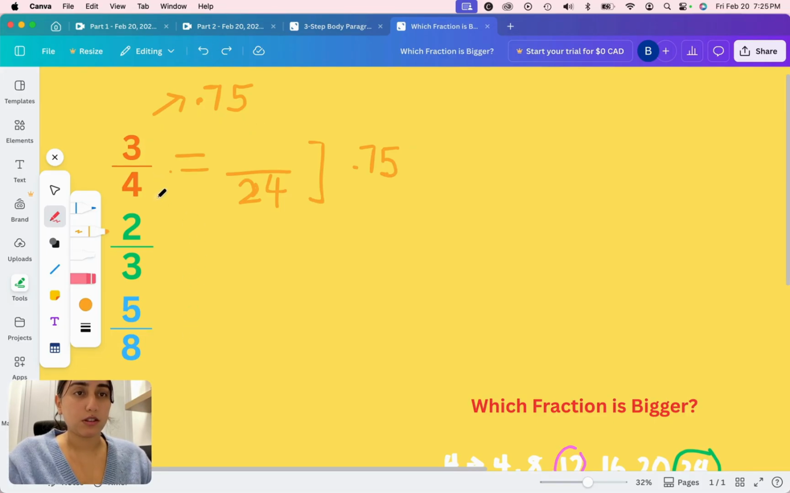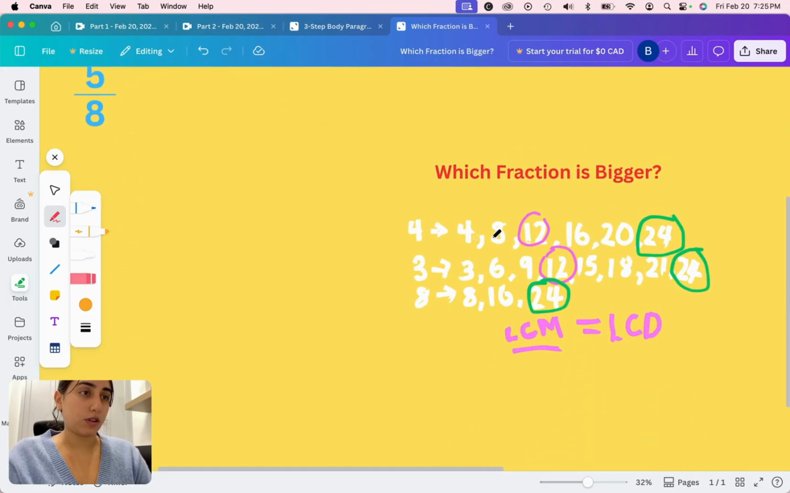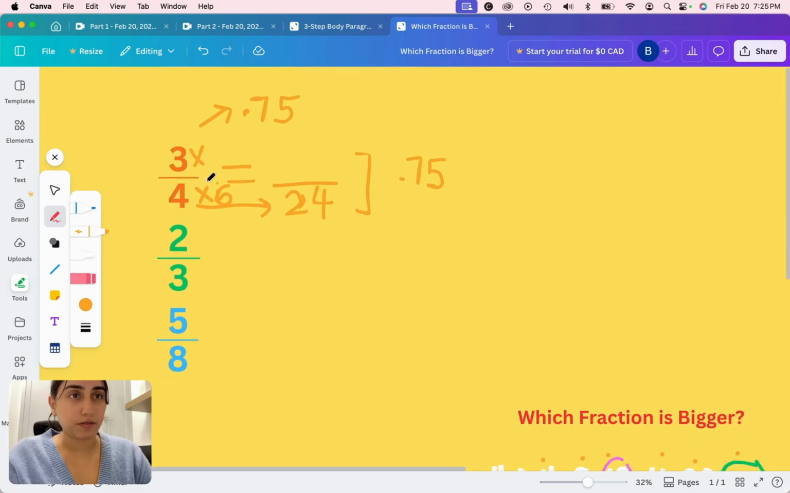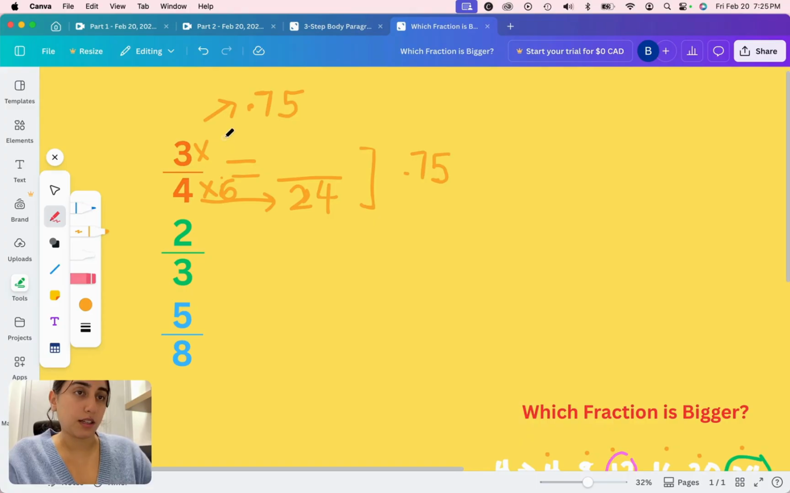So to turn 4 into 24, we multiplied by 6. If you look here, 1, 2, 3, 4, 5, 6. So 4 times 6 is 24. So then we end up having to do the same thing to the numerator. 3 times 6, which is 18.